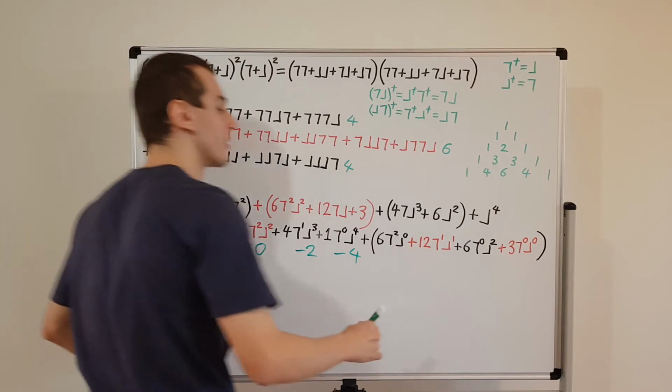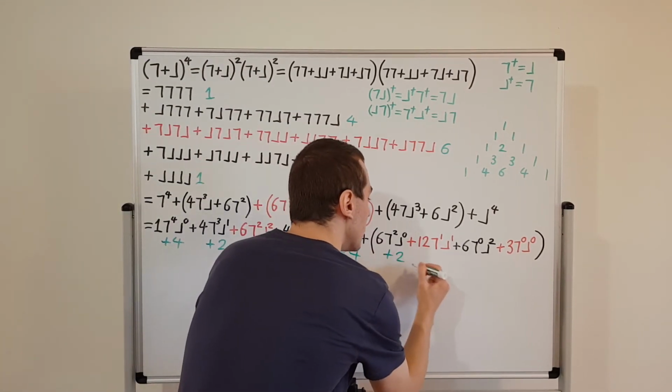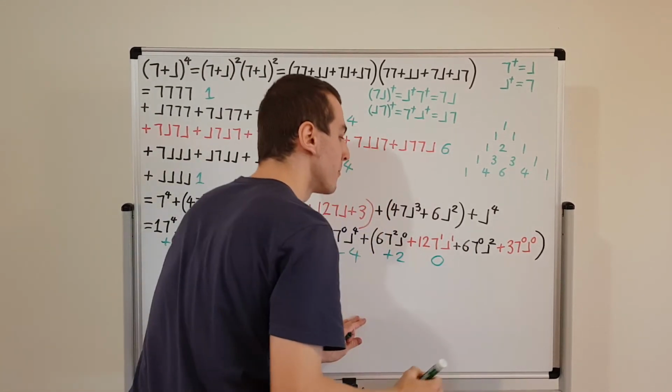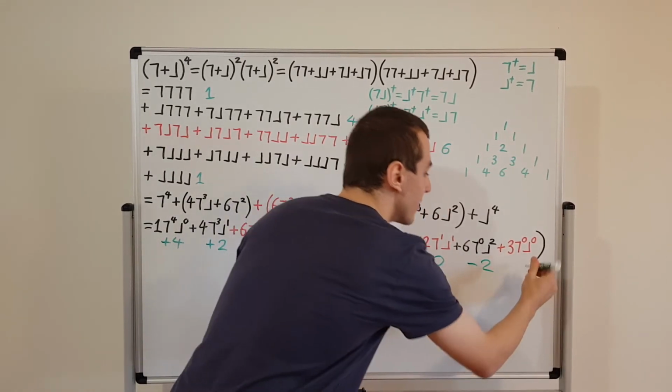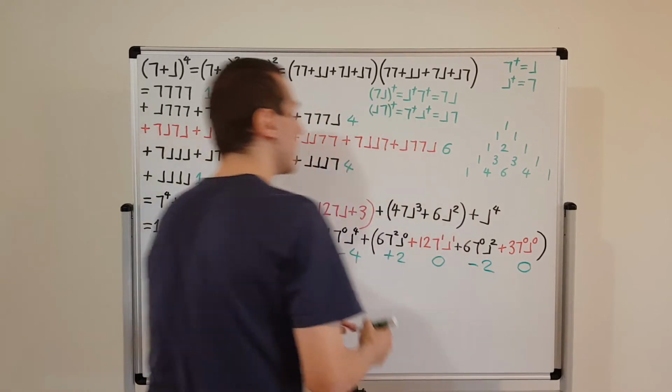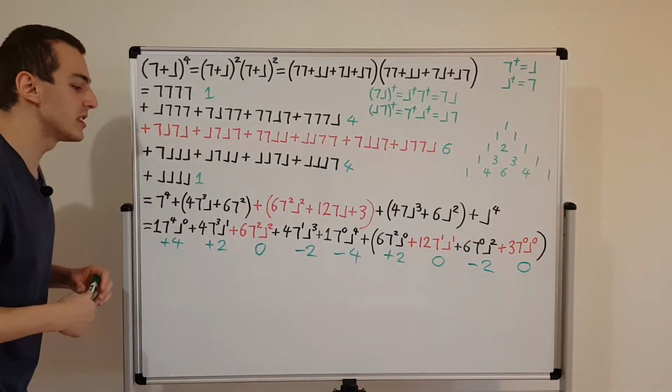What about these terms over here? Here we get plus 2. Here we get 0 again. It's a special term. And then this term is minus 2. And finally, this is also 0. So what do these numbers mean?